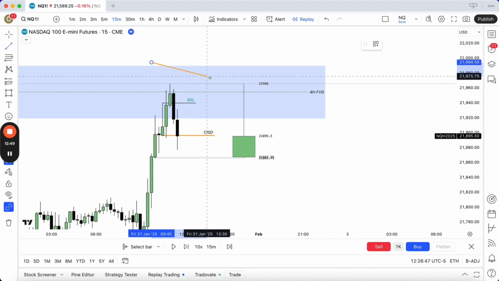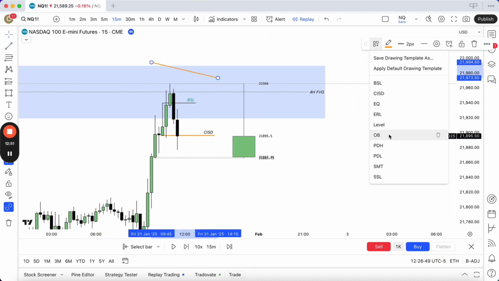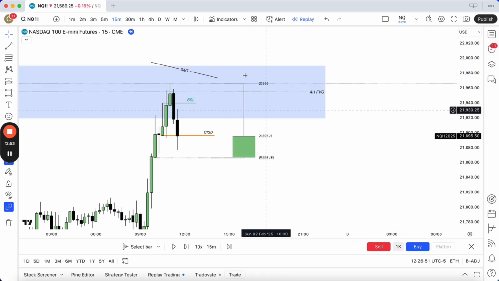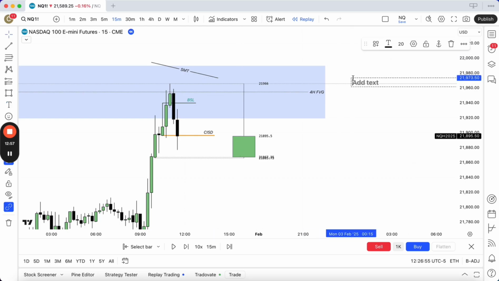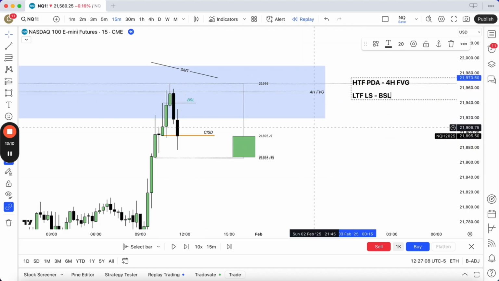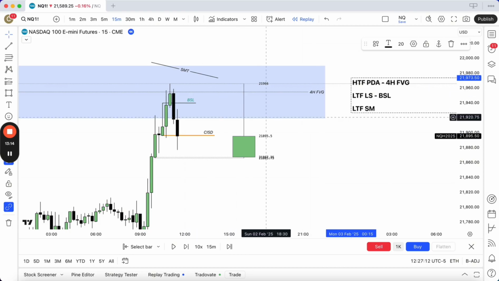I'm assuming there is some sort of SMT here with ES. Since I'm in the replay feature, I can't check, but I'm assuming there's SMT with ES. So we have the things here. We have the higher time frame PD array, which is the 4-hour fair value gap, right here. We have the lower time frame liquidity sweep, right? We swept buy side right here. And we have the lower time frame SMT with ES. Okay, I'm just assuming it.